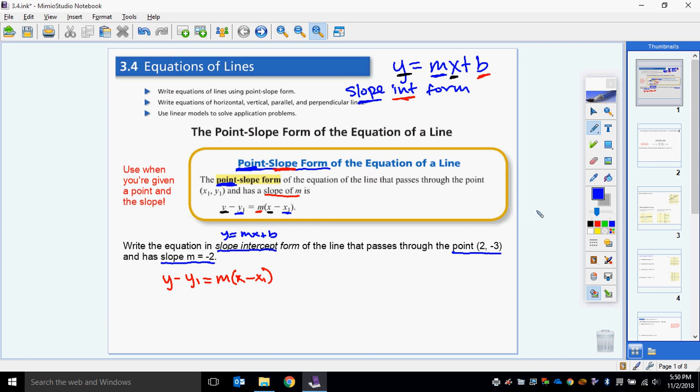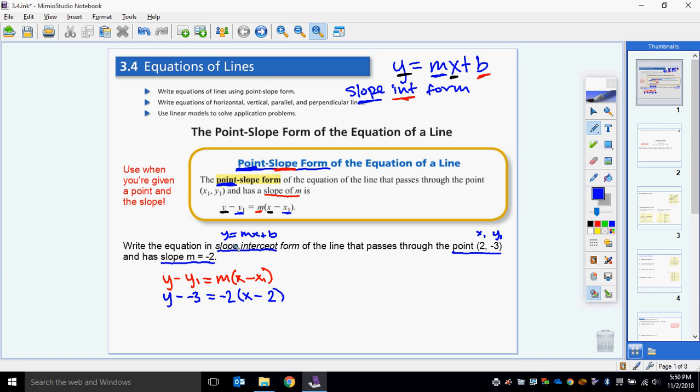Remember, we don't substitute anything in for y or x. Okay, m we know is -2, so I'm going to put -2 in the m spot. And x1 and y1 stand for a point on the line. Doesn't matter what point, so I could use this point since it goes through the line, (2, -3). This is my x1 and my y1. So I'm going to put 2 in the x1 spot, and I'm going to put -3 in the y1 spot.